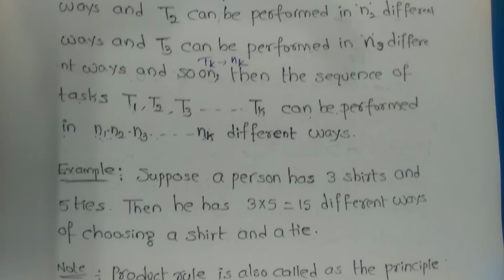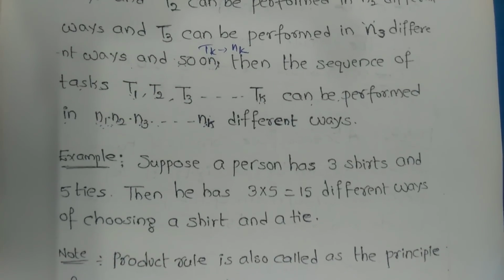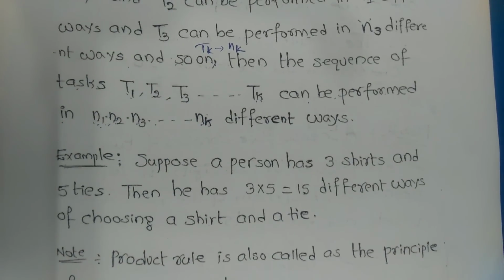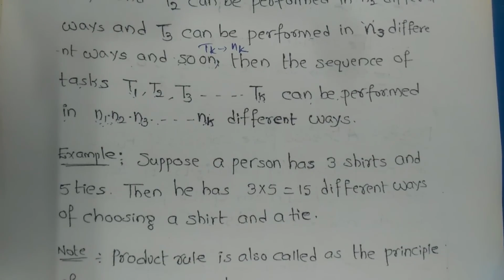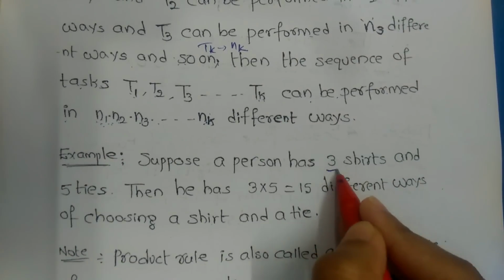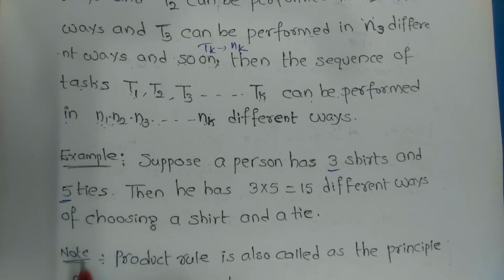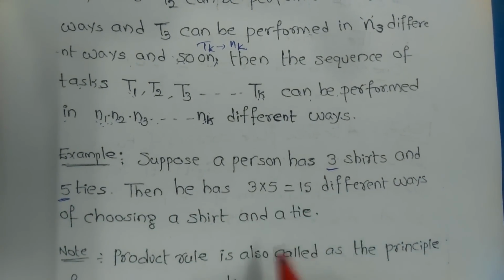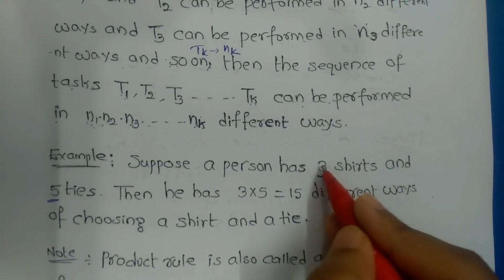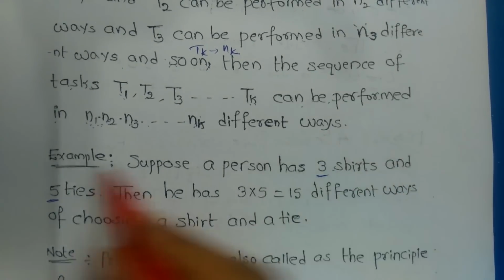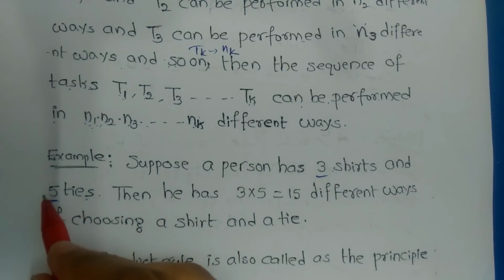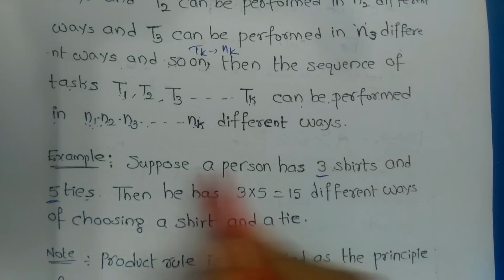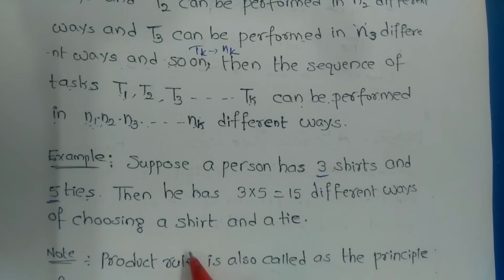And the example for the product rule: suppose a person has 3 shirts and 5 ties, then he has 3 into 5 different ways of choosing a shirt and a tie. The total number of shirts is 3 and the total number of ties is 5. It is just like a combination we can say. He can choose any one shirt and any one of the 5 ties. So we have to take the product of these two, that is 3 into 5 equals 15 different ways.